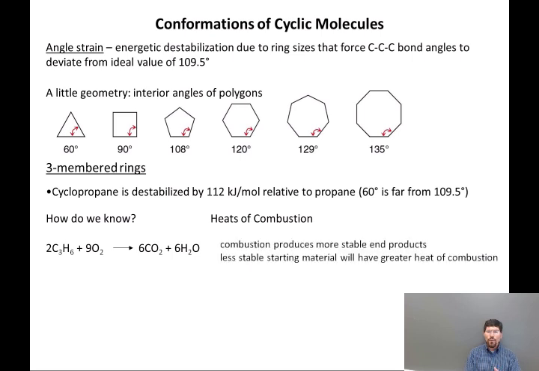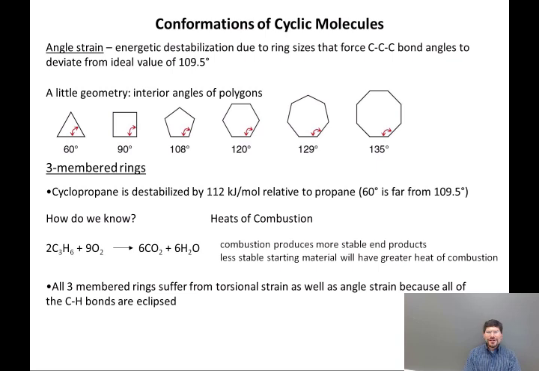So the way this helps us is if we measure the heat of combustion when we combust linear propane versus the heat of combustion when we combust cyclopropane, we find out that the heat of combustion is greater for cyclopropane. And that's going to make sense because cyclopropane is a less stable starting material. It has further downhill to go to get to the stable combustion products.